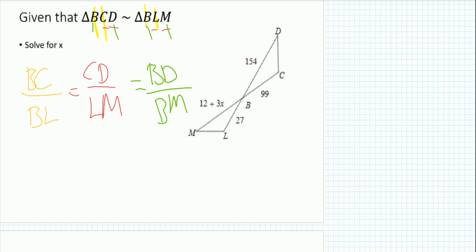Next thing I'm going to do is go ahead and substitute, see what helps me or not. So let's see, BC is equal to 99. BL is equal to 27.